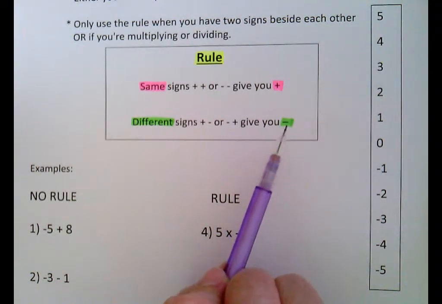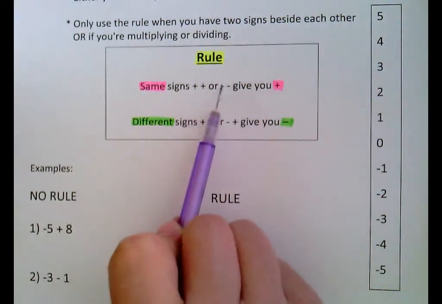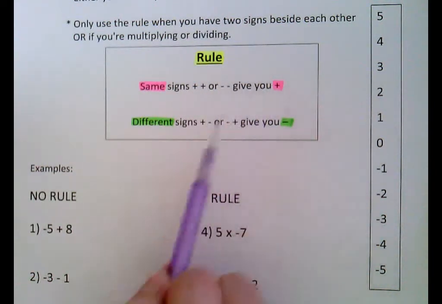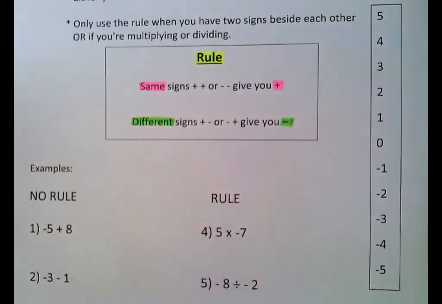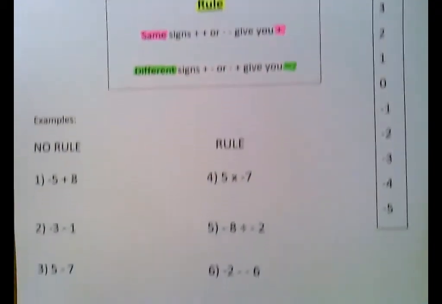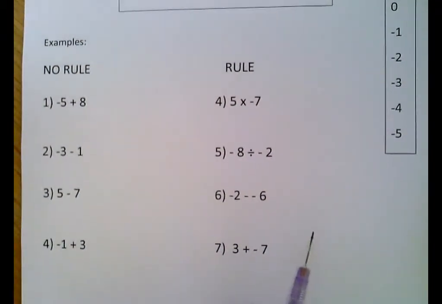And if it's the case when you've got the two signs right beside each other, then you would replace two negatives with a positive, or replace the mixture with a negative. Okay, let's have a look at some examples then.